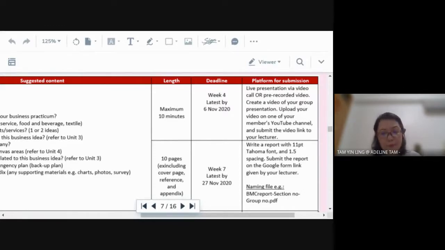Okay, prepare. I have 11 to 1:30, so I try to finish it before 2. Okay, but I need your help. You see, if I have 9 groups, and each group I test 15 minutes, then it will be more than 2 hours maybe already. So I need your help to make sure you get ready.